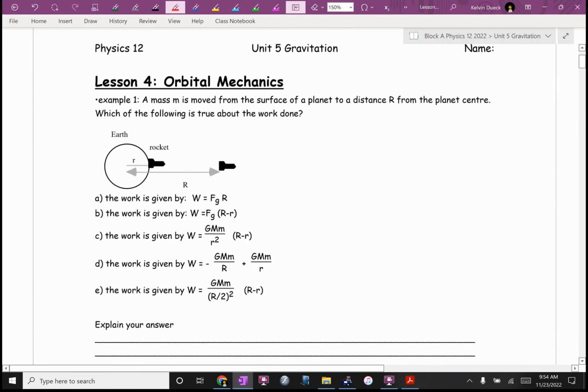What does this want me to find? Which of the following is true about the work done? Let's see if we can just write the correct equation ourselves and then find it in A, B, C, D, or E. Oh, this is so easy. I can go work equals gravitational force times distance. Or can I, Keegan? Why can't I do that? So you know what? A is wrong. Okay? A is wrong. Oh, and I guess instead of distance, I should have used big R, but still wrong.